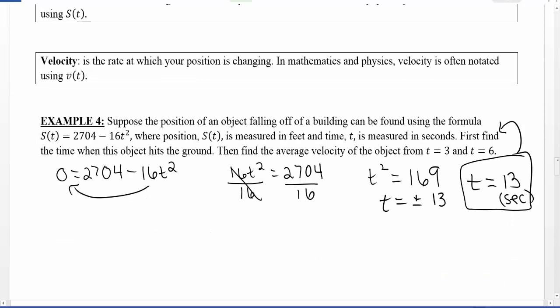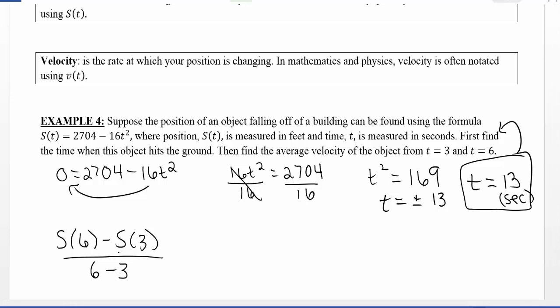Next, we want to find the average velocity of the object from time equals 3 to time equals 6. Again, we have 2 points, and we're interested in how the function changes between them. Remember, velocity talks about how quickly the position changes, so the average velocity is the average rate of change of the position function. Here, I'm going to use s of 6 minus s of 3 divided by 6 minus 3. And again, I'm using s here because that's what was given to me in the problem.